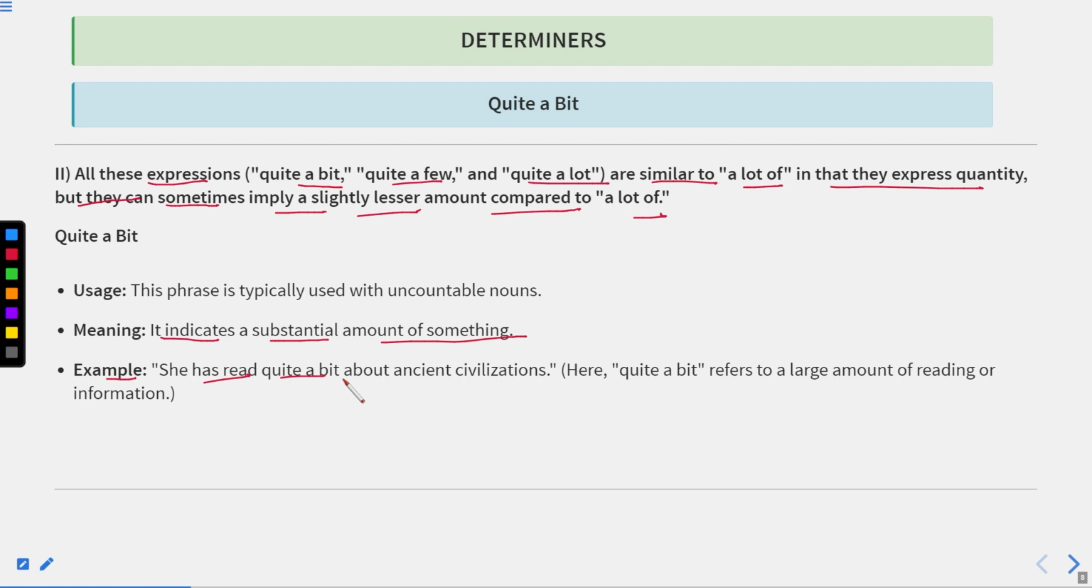Example: she has read quite a bit about ancient civilizations. It means a large amount, or enough, or according to the requirement. Here quite a bit refers to a large amount of reading or information. It means she has much information about something. If we say she has quite a bit of information about ancient civilization, it means she has enough, sufficient information about ancient civilization. Okay, now let us move to the next one.